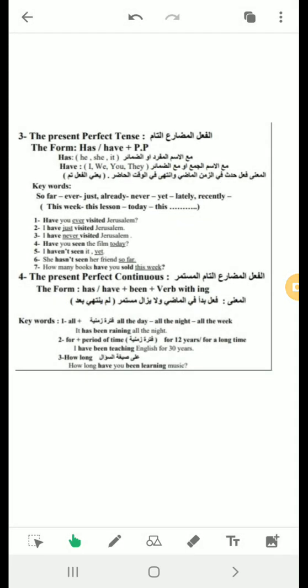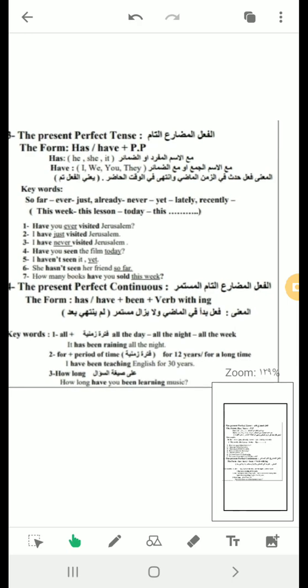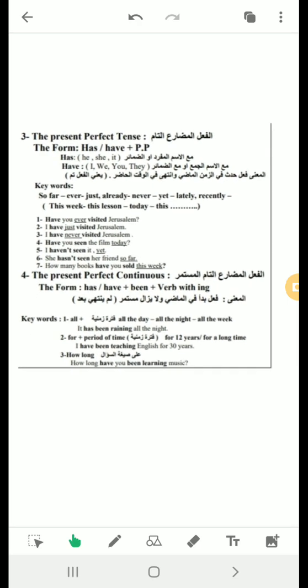Now, let's conclude these tenses. The present perfect simple: the form is has or have plus past participle. Has comes with she, he, it. Have comes with I, we, you, they. Then plus past participle. The key words so far: ever, just, already, never, yet, lately, recently, this week, this lesson, today, etc. Here we have some examples we discussed before.